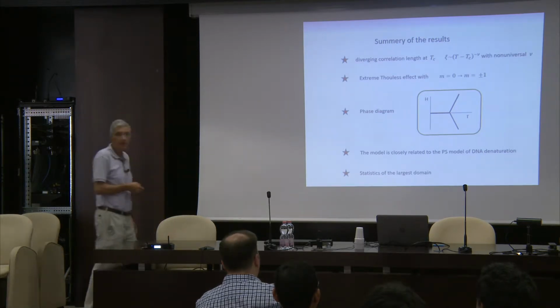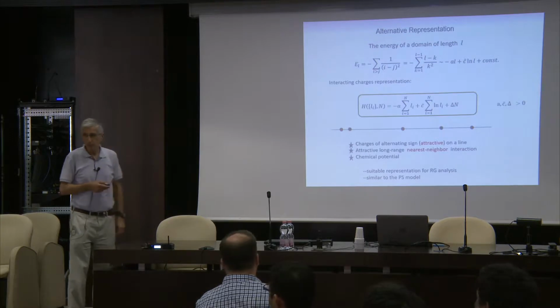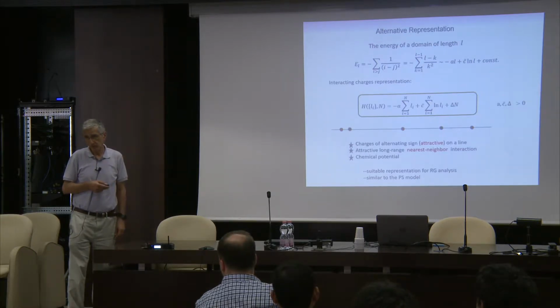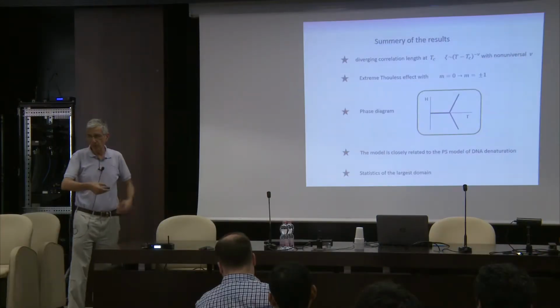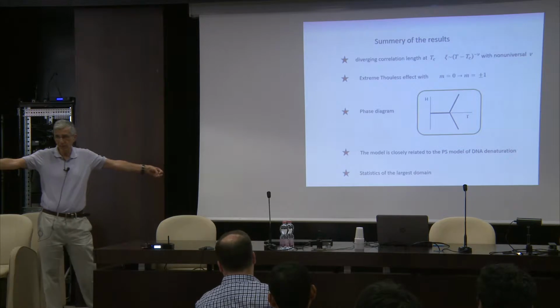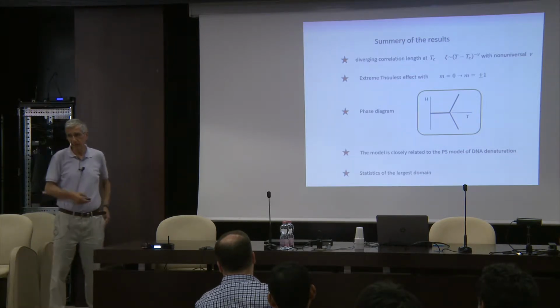Okay. The divergence, is it symmetric on both sides of the transition, or is it on one side? The divergence of the correlation length? The divergence of the correlation length, it's the distribution of the size of the domains. It's coming from above. Yeah, it's coming from above.